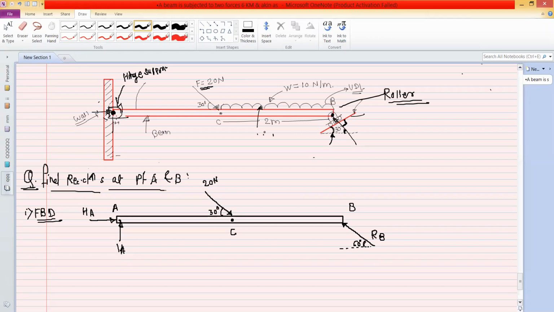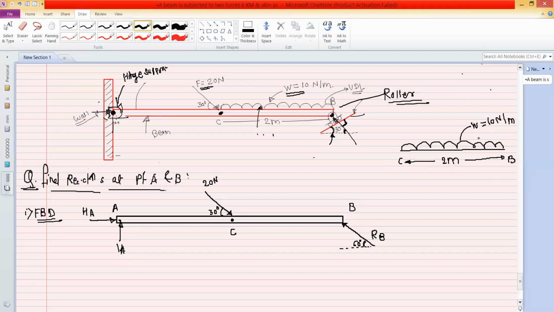Then we have to convert the UDL into a point load. For this UDL, which is on the span BC, its intensity W is equal to 10 Newton per meter. So this is the UDL given, this is point C, and this is point B. Its intensity W is given as 10 Newton per meter, and the span BC is equal to 2 meters.